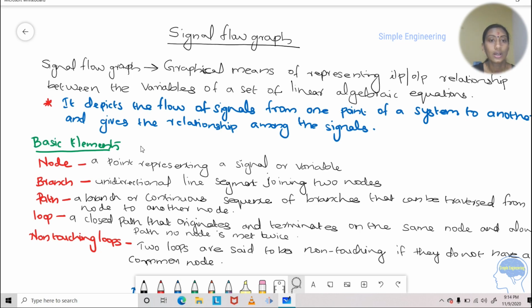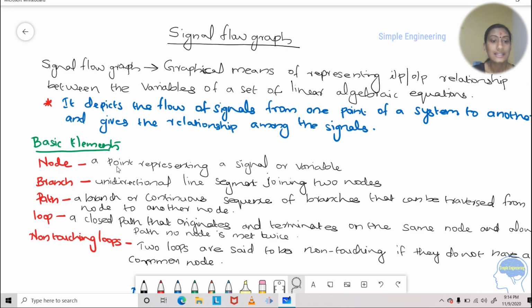And in order to solve this signal flow graph, we need certain elements, or the graphical means of representing the input and output is by using some elements. The elements we use are node, branch, path, loop and non-touching loop. So these points you have to be very clear, then only we can solve this problem.